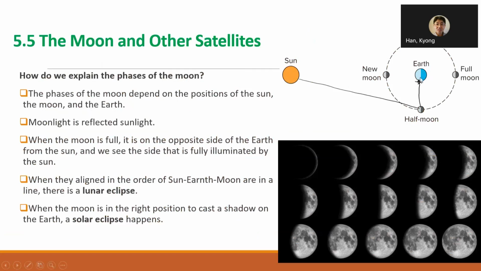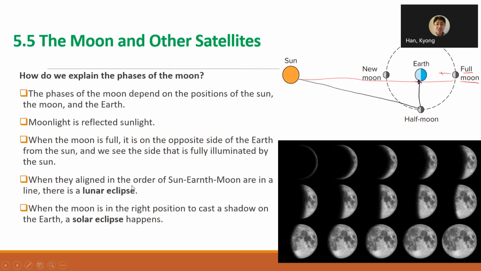And when the moon is full, it is on the opposite side of the Earth from the sun. Yes, this is a full moon, on the opposite side. The sunlight is here, and you can see just the reflected one. When they are aligned, we see the side that is fully illuminated by the sun.